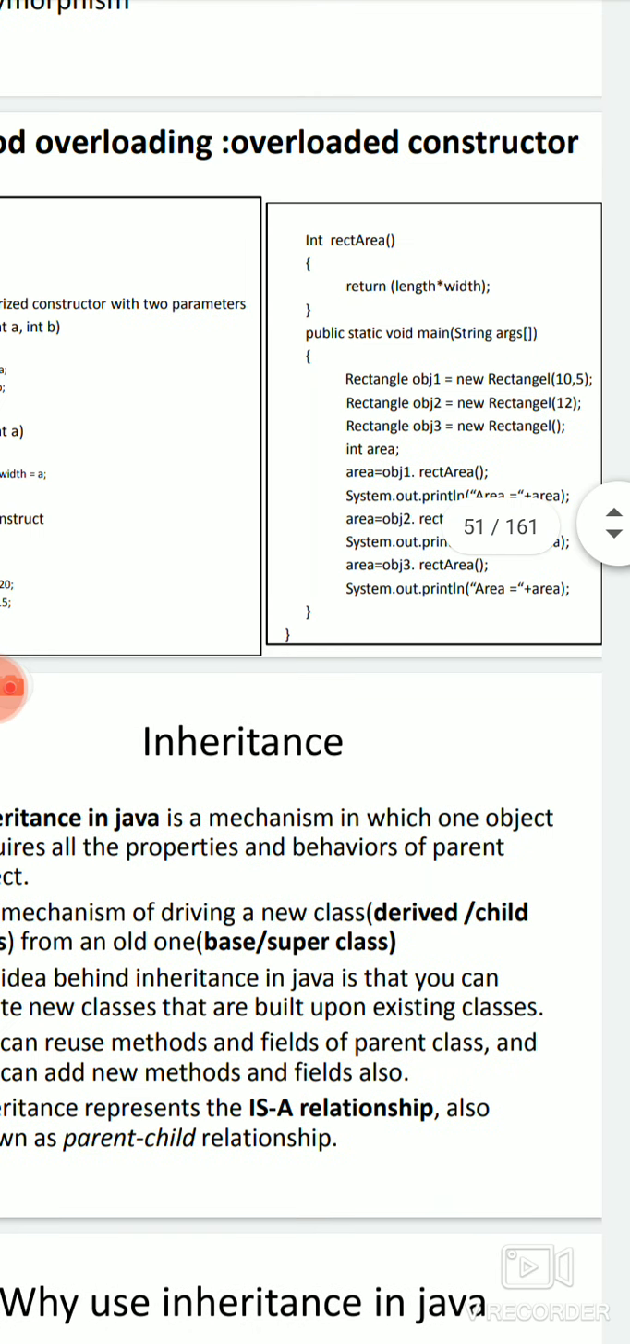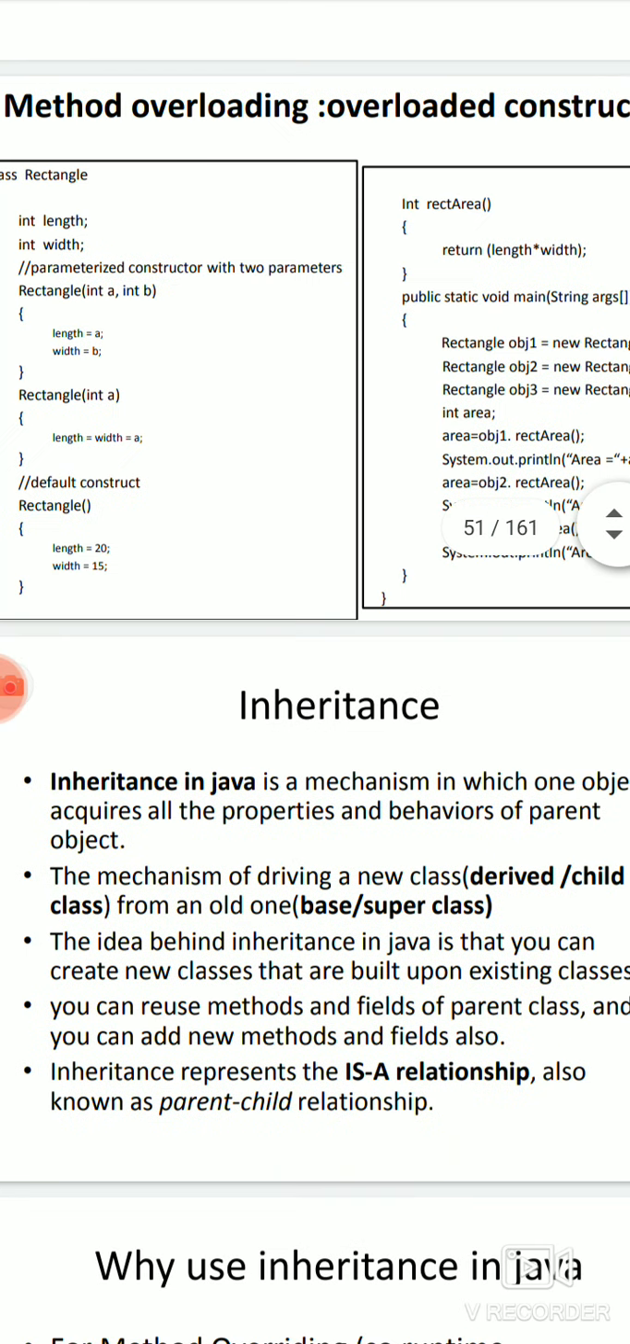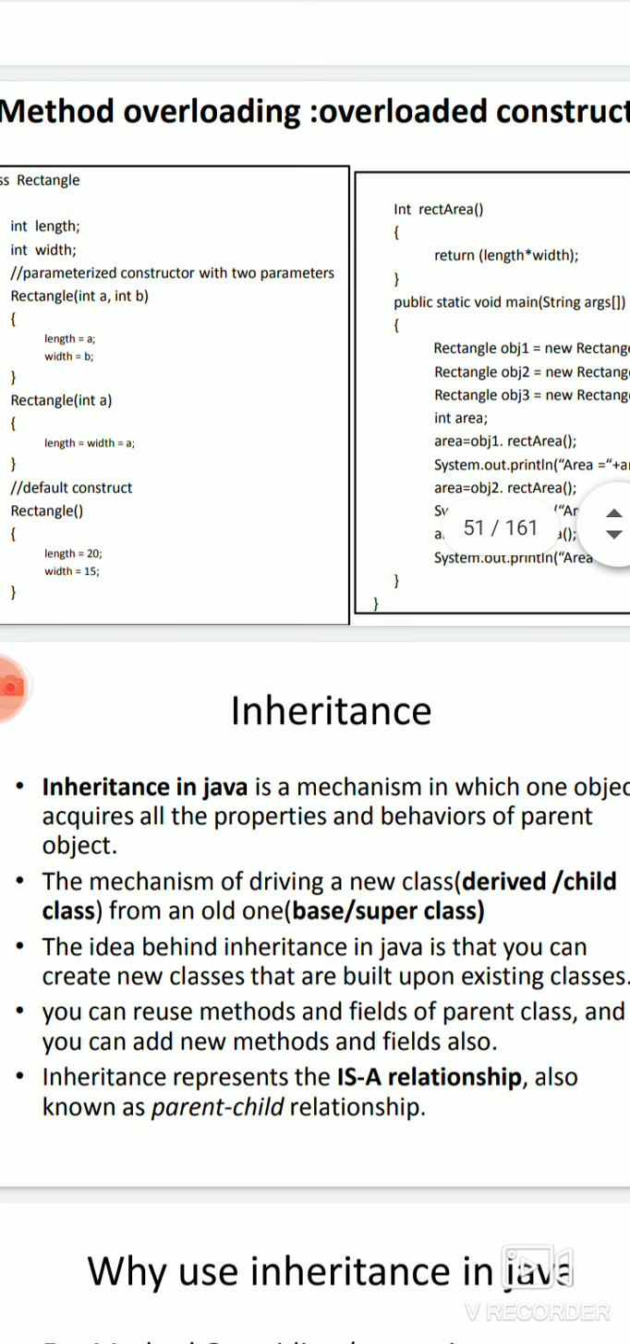Now look at the next statement, Rectangle obj2 = new Rectangle(12). Here the object name is obj2, but it is calling a Rectangle constructor having only one parameter. So it will map to the second constructor, that is Rectangle(int a). Here length is equal to width is equal to a, so a is automatically 12, and it will be assigned the value 12.